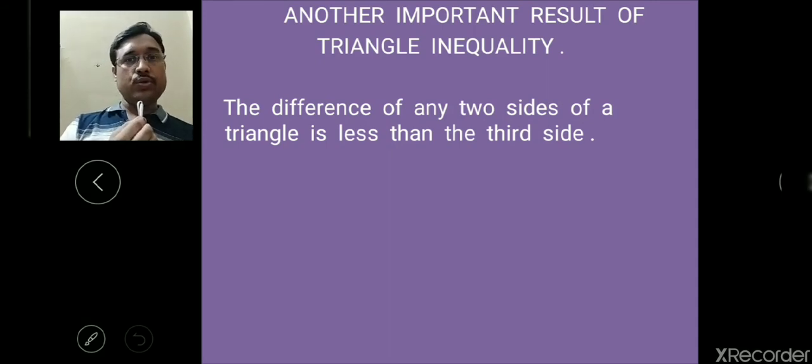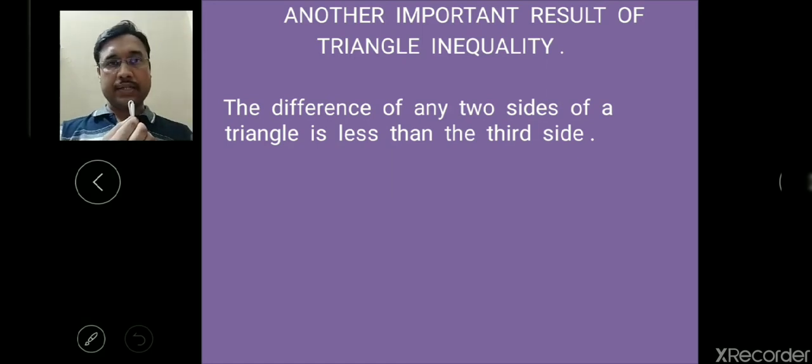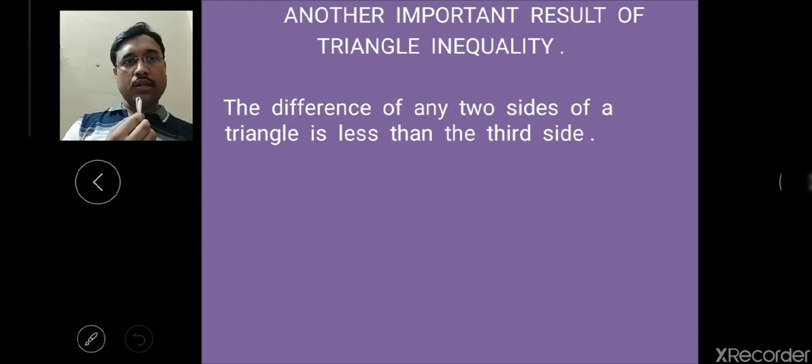Now for homework you will do exercise 15B only, questions number 5 to 8 from R.S. Agrawal, and exercise 15C question number 1 also, and revise all the properties that I have explained in this class.